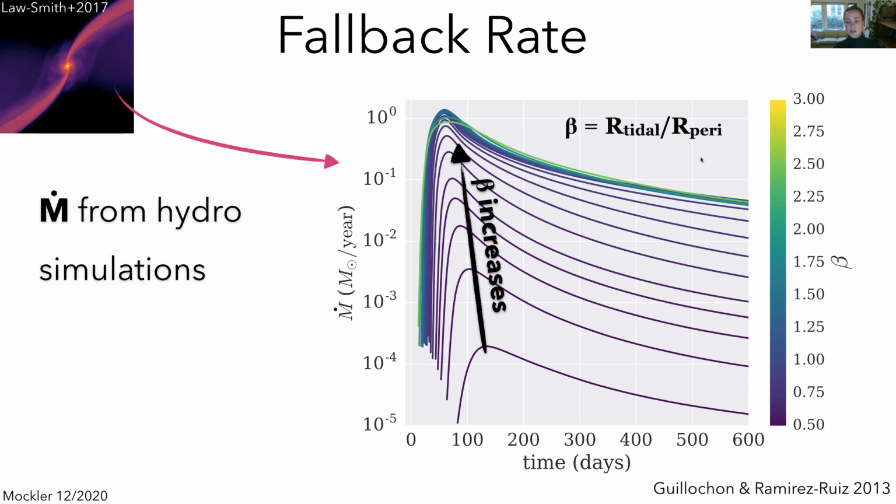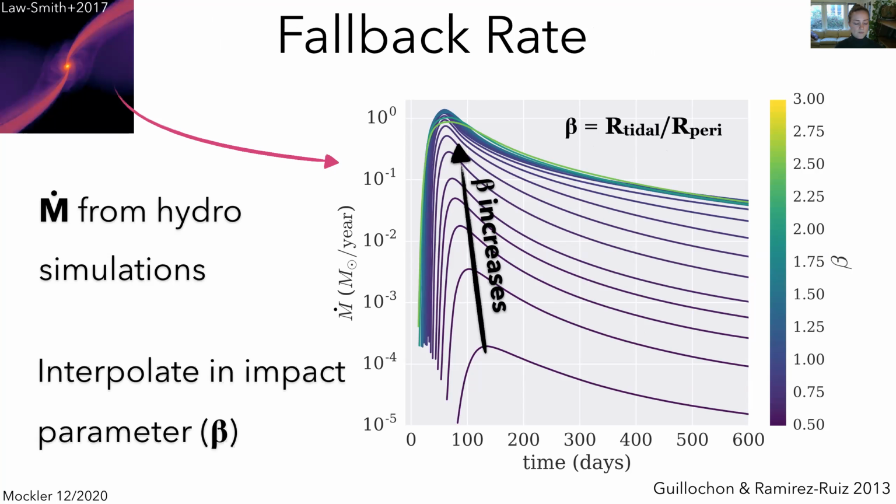And as you decrease the pericenter radius, as you move closer to the black hole, the impact parameter increases, and as the impact parameter increases, more mass will be bound to the black hole, just because the disruption is happening closer in. And so the first thing we do is we interpolate in the impact parameter to get a single mass fallback rate. And then once we have that, we can convert it to luminosity.